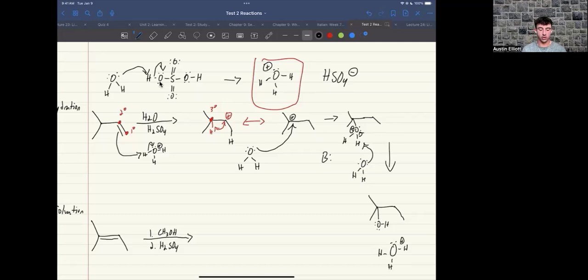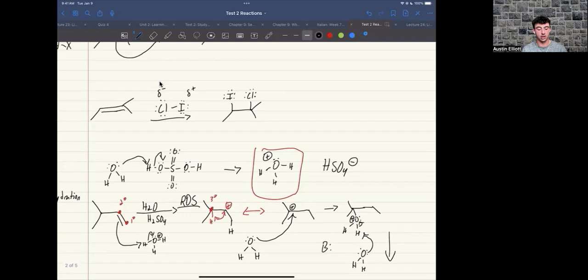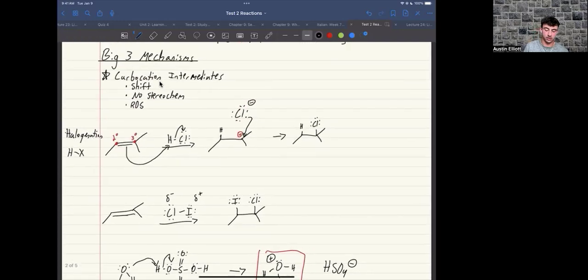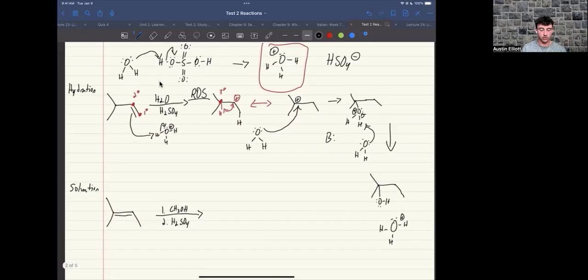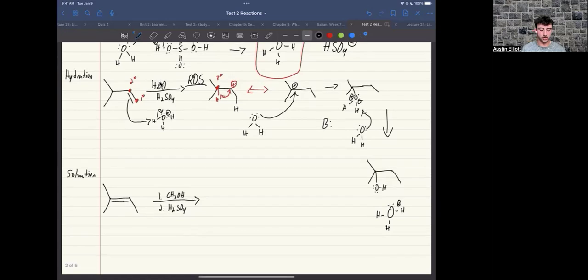Now during all of this, so over here when we form the carbocation, this would be the RDS right here. It's that step that forms the carbocation the first time. Same with up here in halogenation. This first step right here would be the rate determining step. So now moving on to solvation. Solvation and hydration work very similar to one another.